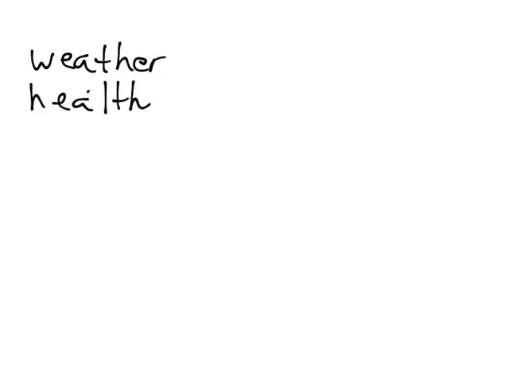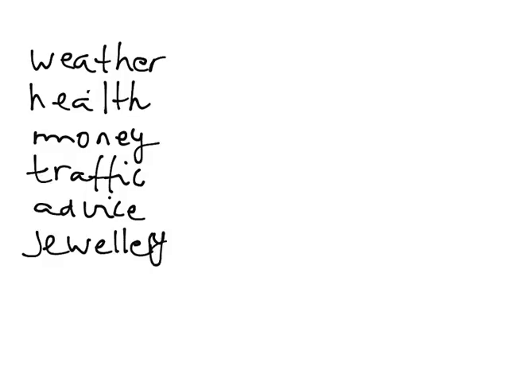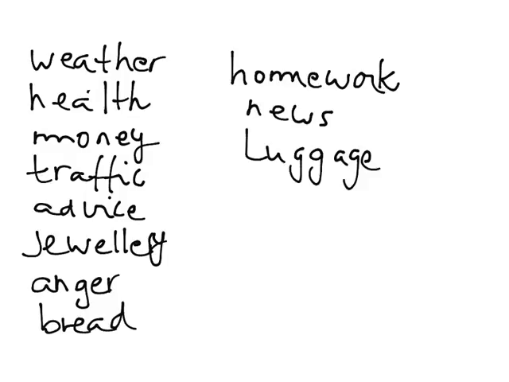In English, there are words which are always uncountable. For example, weather is always uncountable, or health, or money, or traffic. All these words are uncountable. Advice, or for example, jewelry, or anger, as it is an abstract noun, or for example, bread, all of these are uncountable in English. More uncountable words: homework, news, luggage.